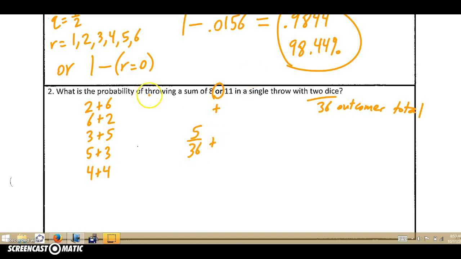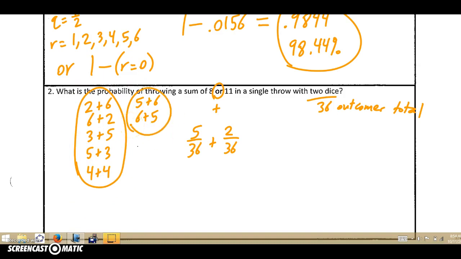Plus, how many ways can I get 11? Well, I can get 5 and 6, or 6 and 5. There's only 2 possible ways to do that. Now, ask yourself this question. Are these overlapping, or are they disjoint? Take a look at my choices here. Are any of them the same? The answer should be no, which means these are disjoint. I can't possibly roll an 8 and an 11 in the same throw, right? That would make Monopoly very interesting. So there is no overlap to subtract. So it's simply 7 out of 36. You just add.